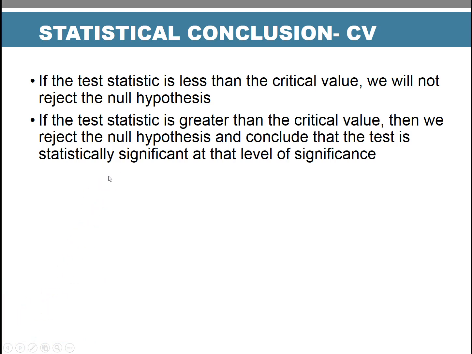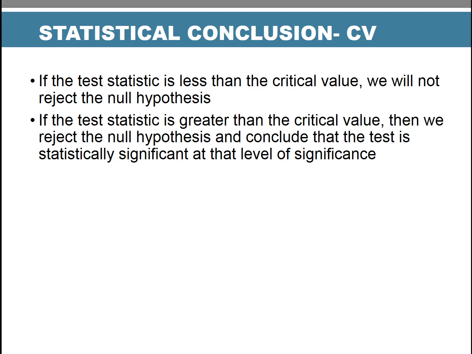So for our statistical conclusion, we're going to compare our test statistic to the critical value. If it's less extreme than our critical value, we will not reject the null hypothesis. If it is more extreme than our critical value, we will reject the null hypothesis, and we'll conclude that the test is statistically significant at that level of significance. So remember, we're always going to state what our level of significance was because a different critical value would be given if we had a different level of significance. So our level of significance makes a difference in our determination, so we always need to include that in our statistical conclusion. So the statistical conclusion is: is this test statistically significant at the level of significance that we set?